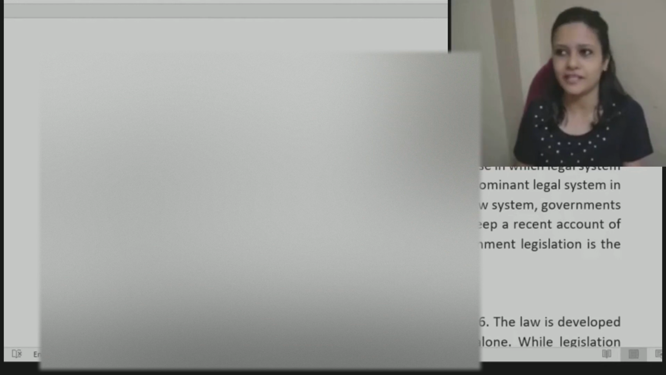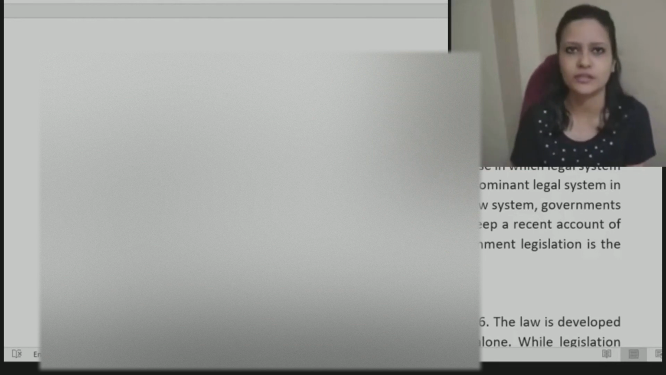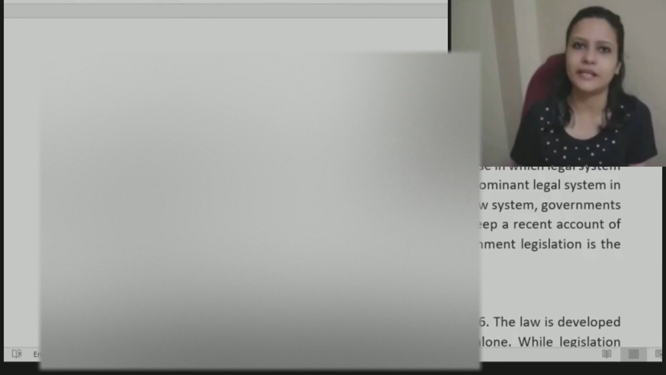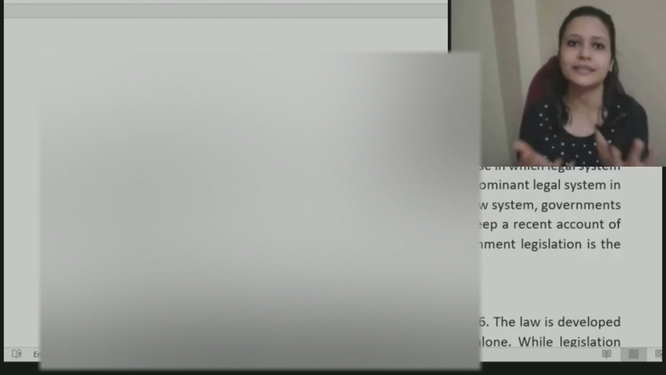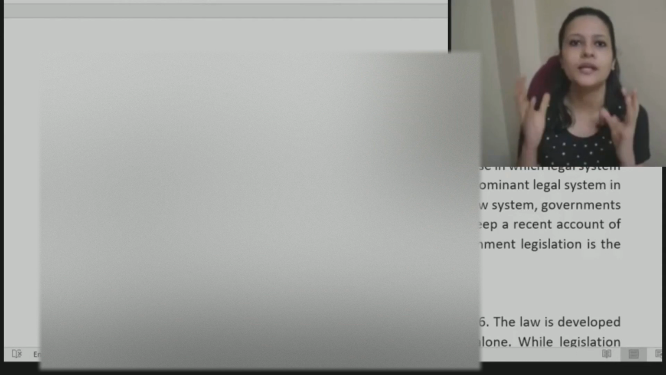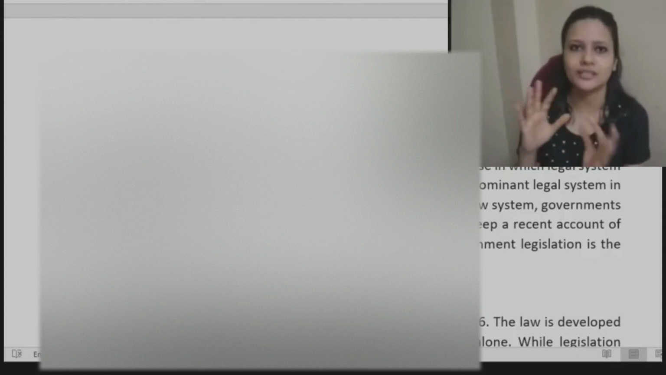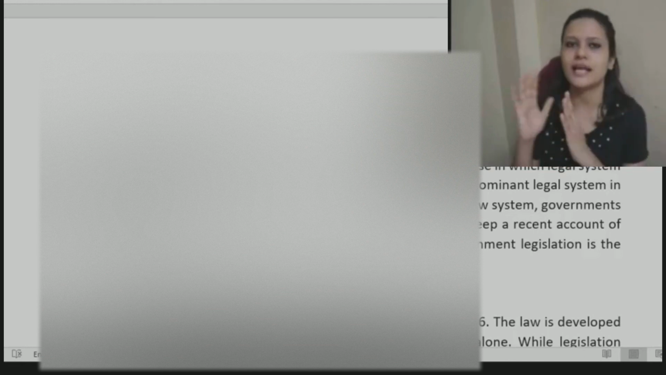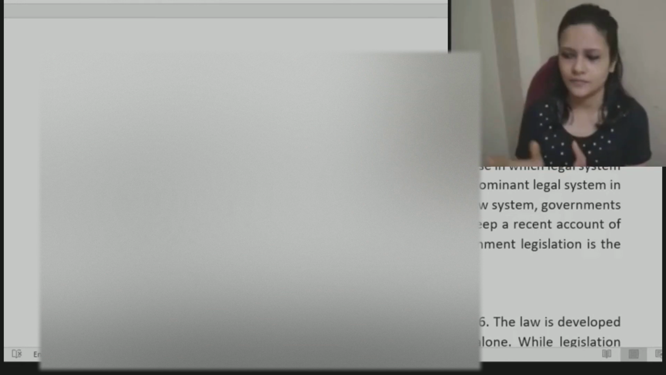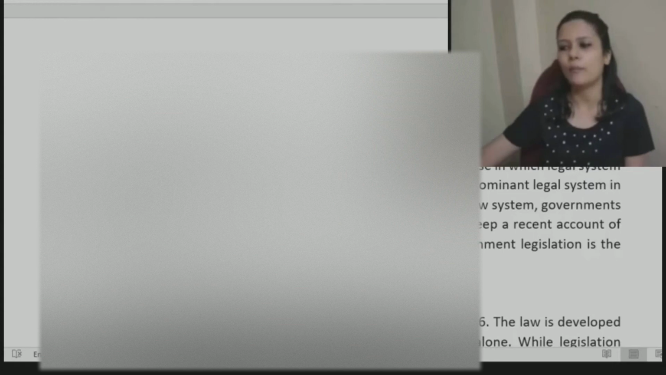We have a legislature which makes the laws. Everything is well defined over there. So, what is the type of legal system followed in a certain country? Based on that, countries can be broadly classified into civil law countries and common law countries. So what are civil law and common law countries?